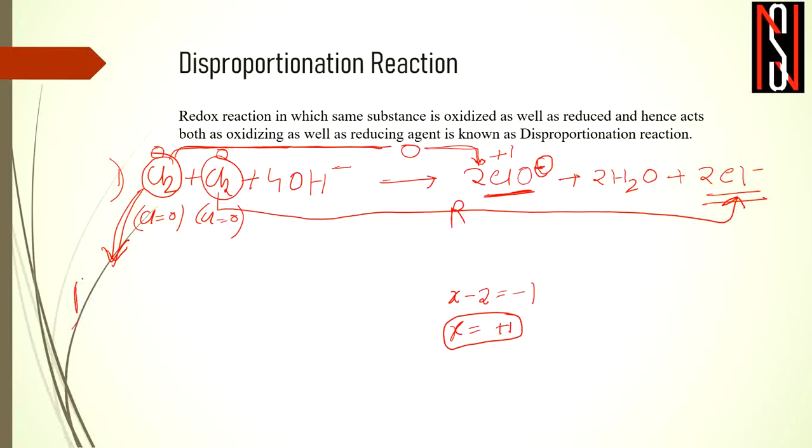So this is basically the reducing agent. Why? Because it is reducing the other Cl2, the other chlorine, and itself it is actually oxidized.